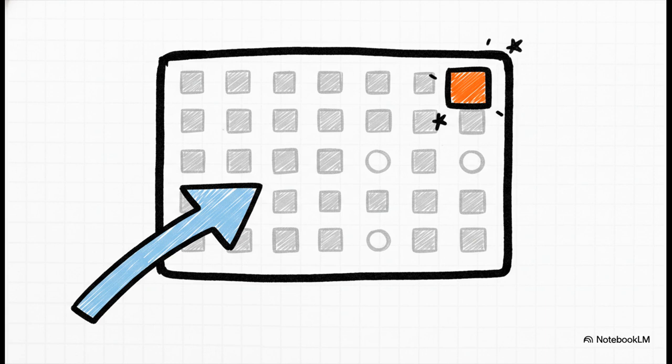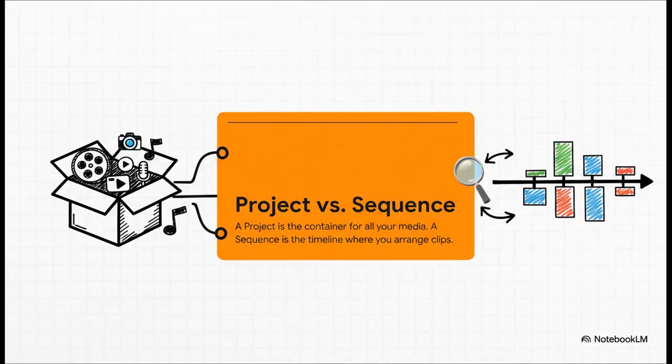You know what? Just ignore all of that. The only thing on this entire screen that you need to care about is that one big blue button that says New Project. That's your front door. Okay, so you click that button and immediately you're asked to name a project and a sequence. So what's the deal with that?